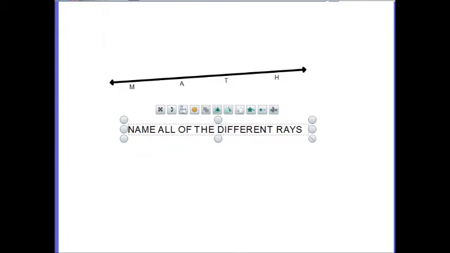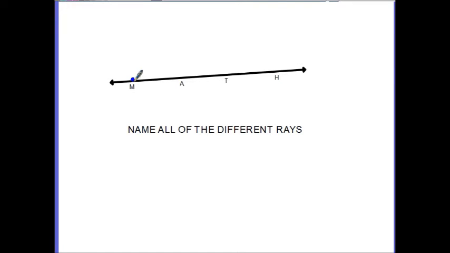So here's our next example. We're going to name all the different rays that we have. Now, when we name rays, it starts with an endpoint, and it goes in one direction forever. It's named with the endpoint and any other point on the ray. So we're going to go through these. The first thing I'm going to do is color code this. It's important to write down these examples and to understand what's going on.